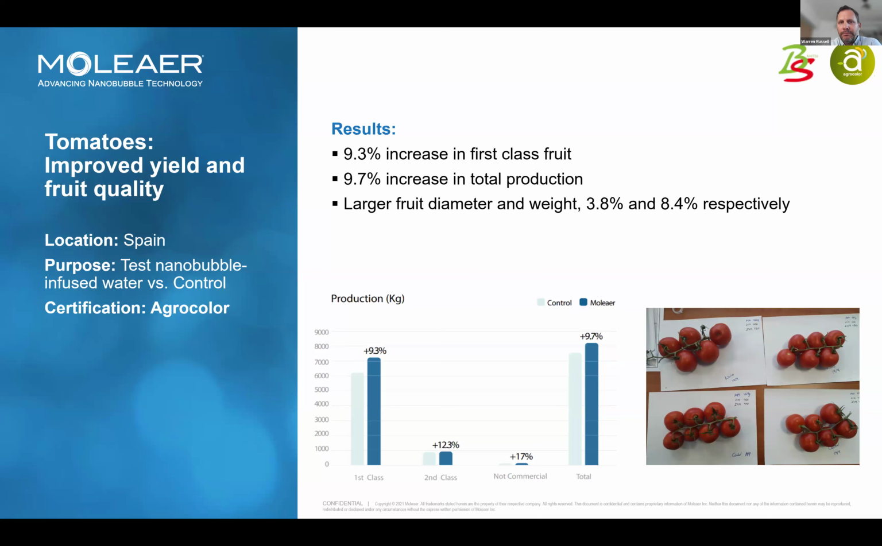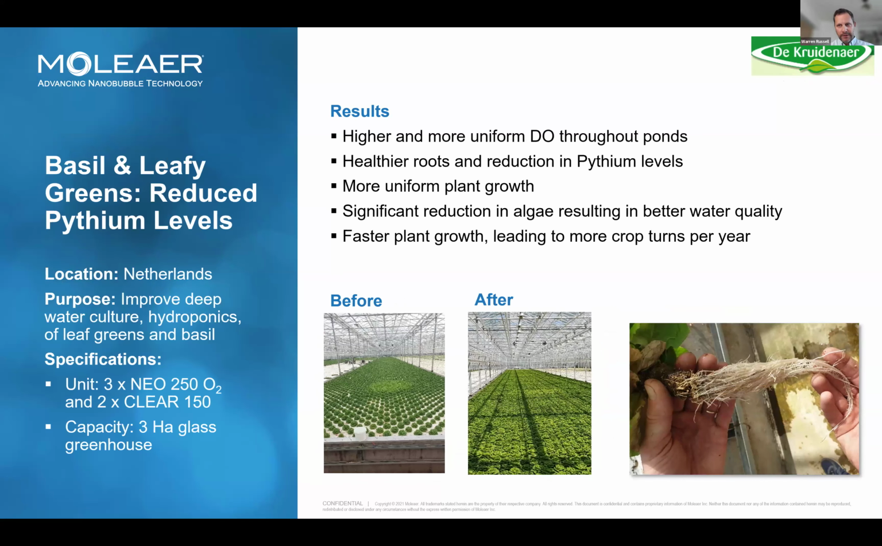We have a research study that we did in Spain, looking at tomatoes, and again, two very typical outputs there. We get an improvement in the class size, as well as an increase in productivity. Likewise, the Kruidenaer here, leafy greens, deep water culture. This is where we really cut our teeth in the hydroponic space. Nitin was one of our very first customers. At that moment in time, it was really focused on improving water quality and root health within the facility. That resulted in better crop uniformity and cultivation time.